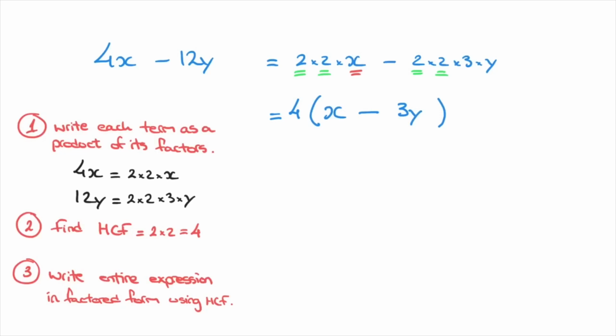Let's look at another example. Say we're given 10x squared plus 25x cubed, and again we're asked to write this expression in its factored form. Well, once more we can follow our 3-step method.